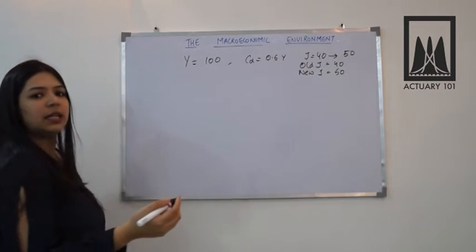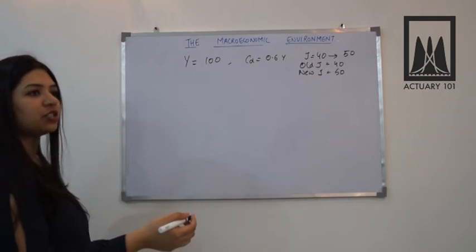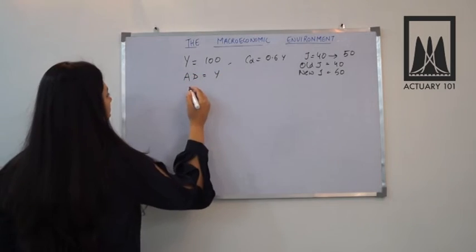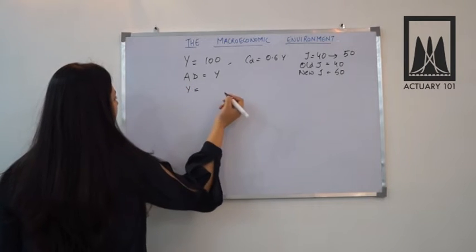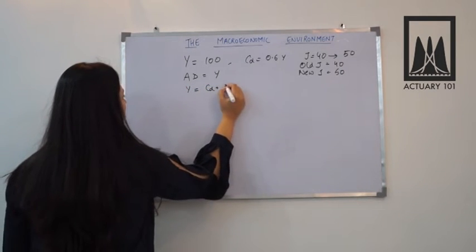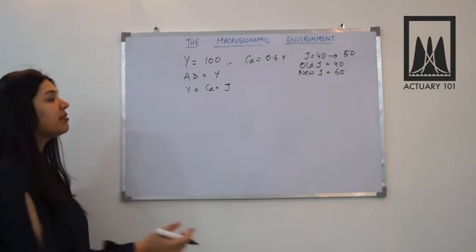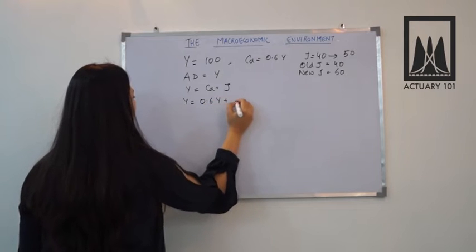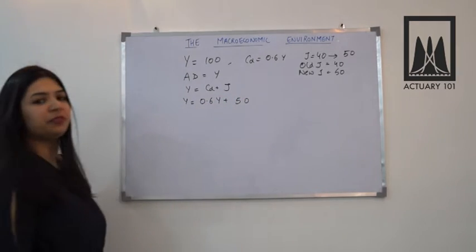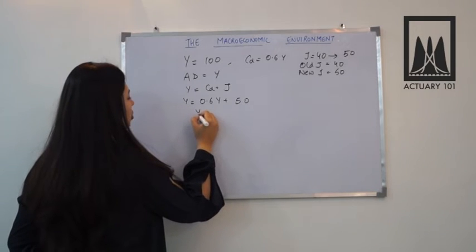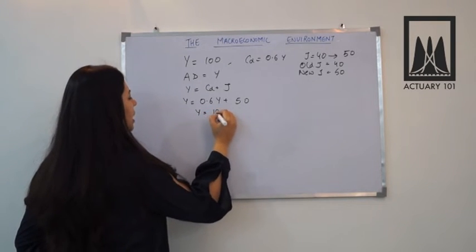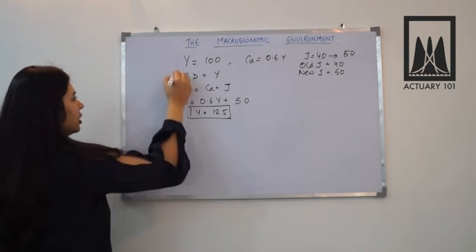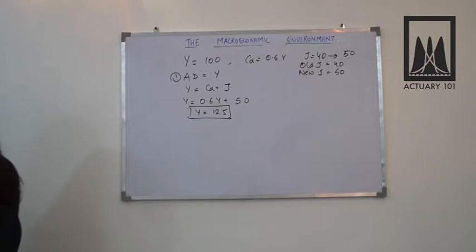So the first condition that we use to calculate national income equilibrium is what? AD is equal to Y. Now this can be written as Y is equal to CD plus J, because AD is equal to CD plus J, we've done many times. So Y is equal to 0.65 plus the new J is 50. So we can solve this equation and we'll see that the new Y becomes 125 now. So using the first condition, we have Y is equal to 125.